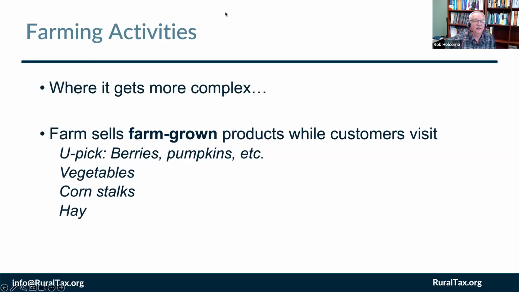Okay, let's advance it there. On the farming activities, here's where it gets a little more complex. If we're selling farm-grown products, like a U-pick berry or pumpkin patch, that's all Schedule F, because we're not modifying it, manufacturing it, or processing it. If we're selling berries, pumpkins, vegetables, corn stalks, sweet corn, or hay, we're not manufacturing that into anything else, so that's all considered farm income.